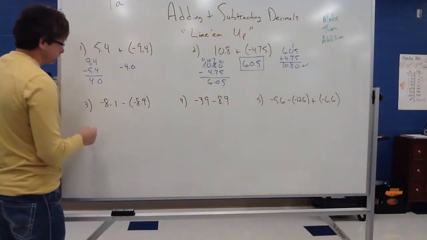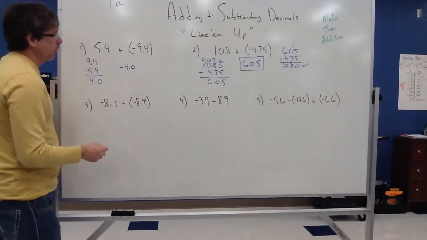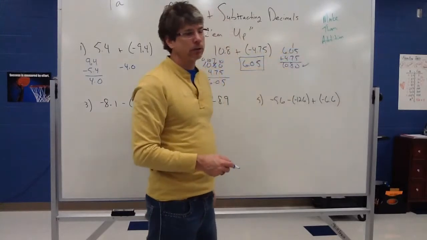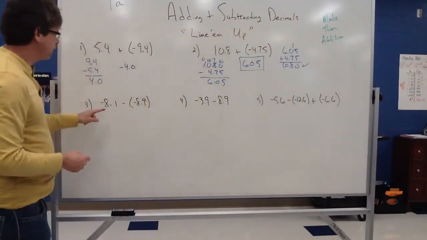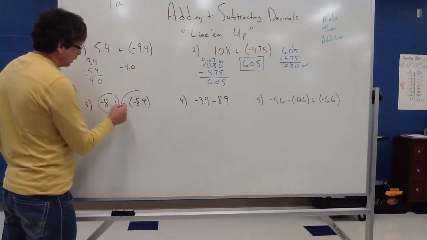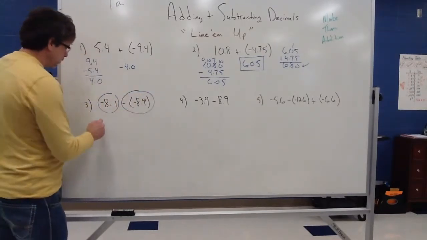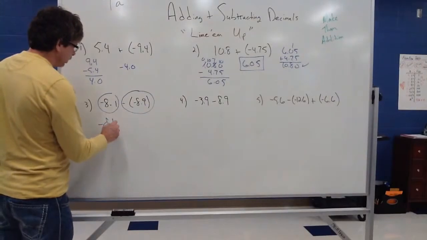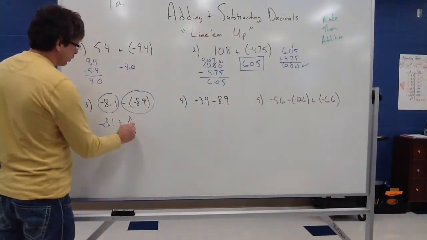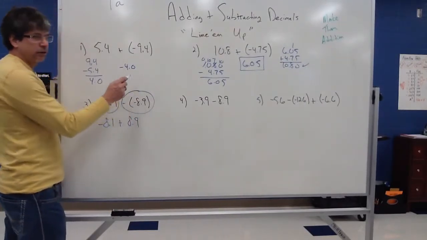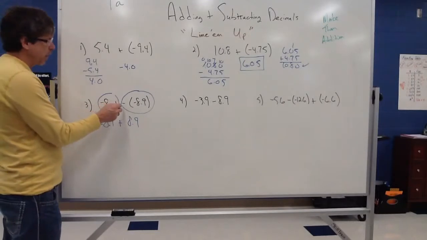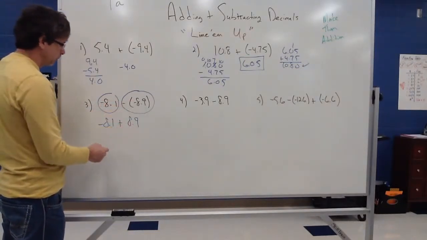If you look at this problem, notice how this is a subtraction problem. We really like to make these addition problems. So what I do is see this as what we call terms. So I see the first term and I see the second term. So what I actually see is negative 8.1 and the opposite of negative 8.9, which is the same thing as 8.9. So we gather that those two negatives are going to make that a positive, because a negative also stands for the opposite, and the opposite of a negative 8.9 is a positive 8.9.